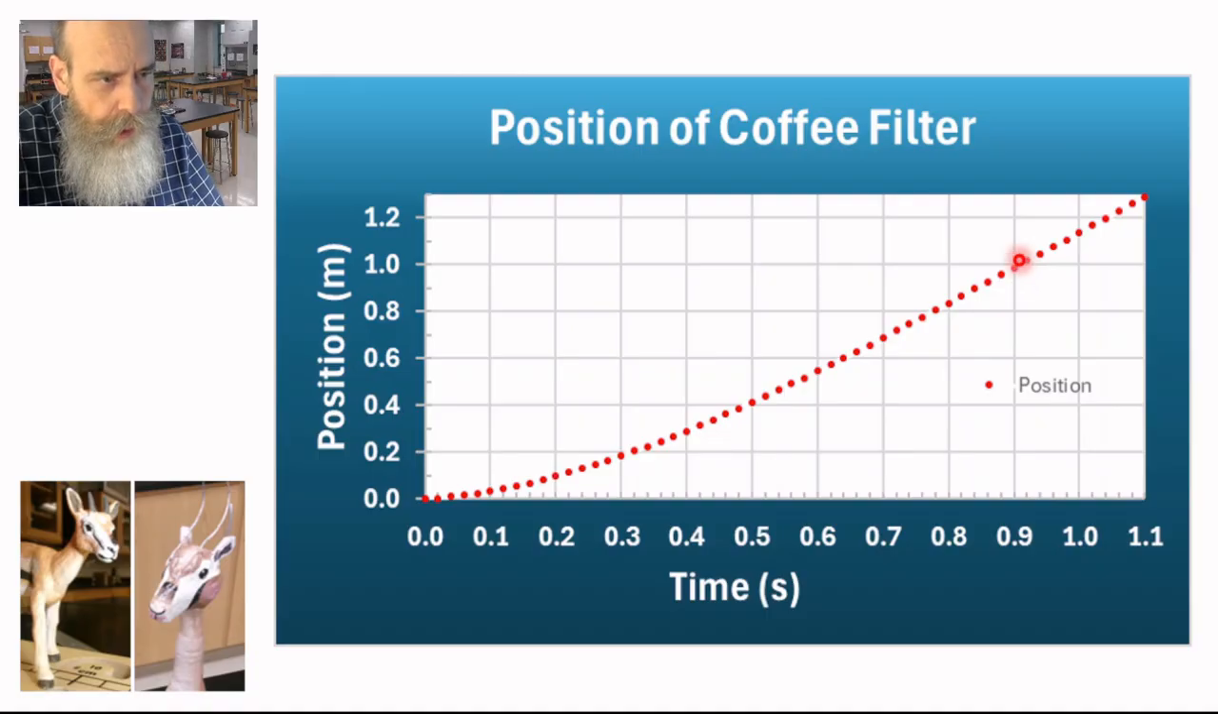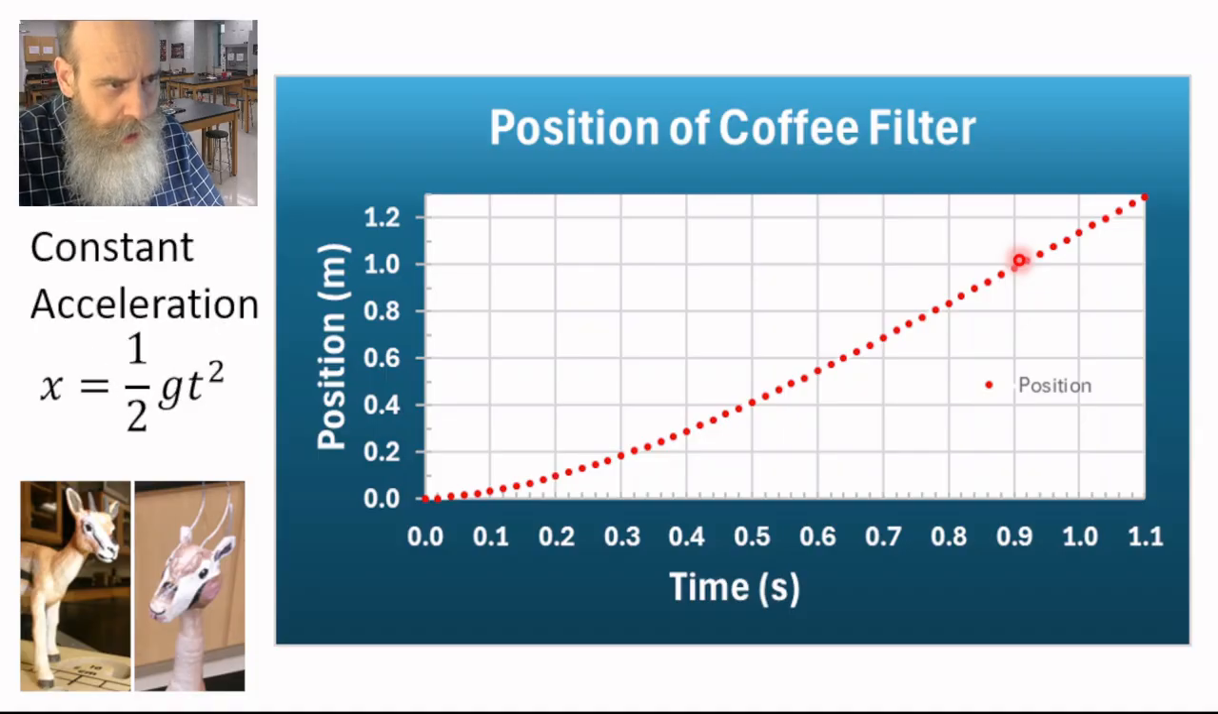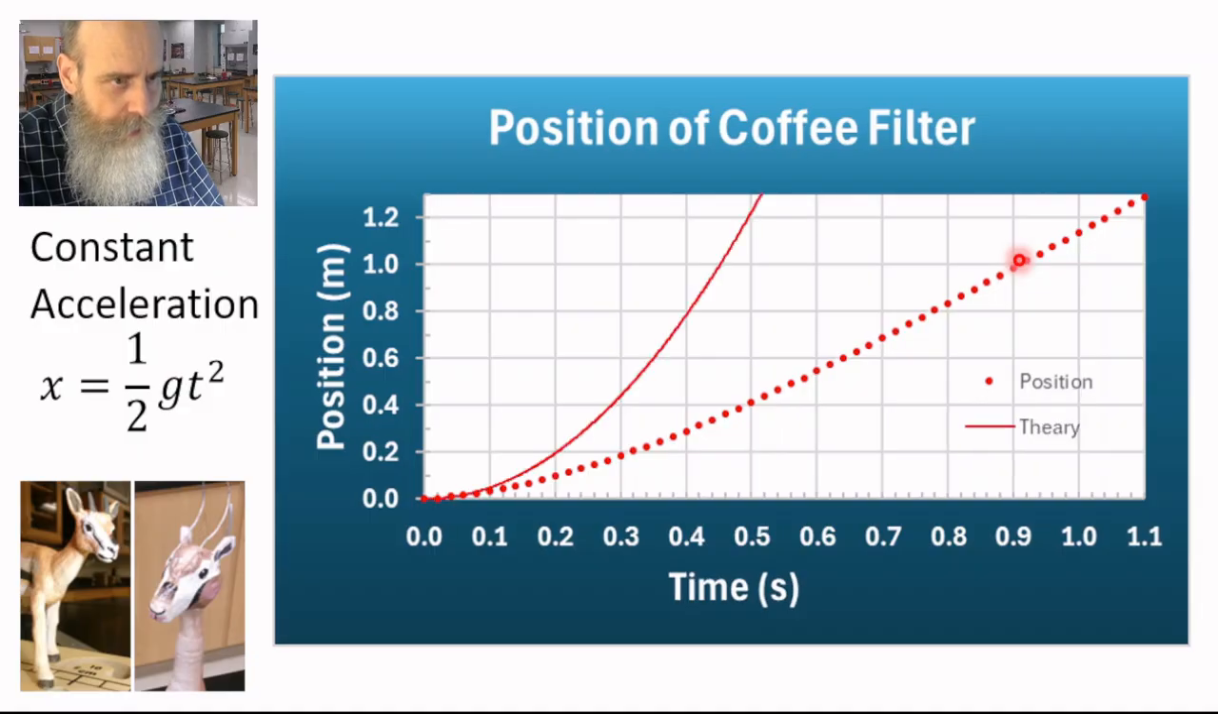If this was a case of constant acceleration, we could apply the kinematic equations. This is what we would get. We started at a velocity of 0, so the position x is given by a half g t squared, where g is the acceleration due to gravity. Let's plot that on these axes. The red curve is the theoretical curve, 1/2 g t squared.